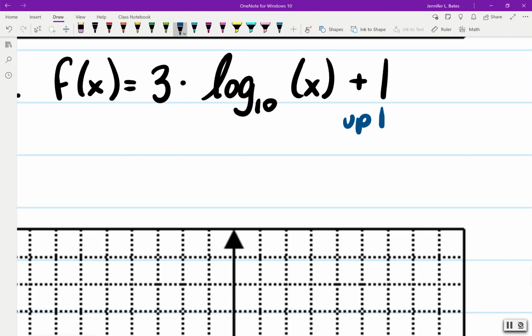The 3, inside or outside? Outside. So is it vertical or horizontal? Is it vertical or horizontal? Okay, it's going to be vertical. Normally, if I multiply something by 3, it gets bigger, so this is a vertical stretch. So it's going to be 3 times as tall.